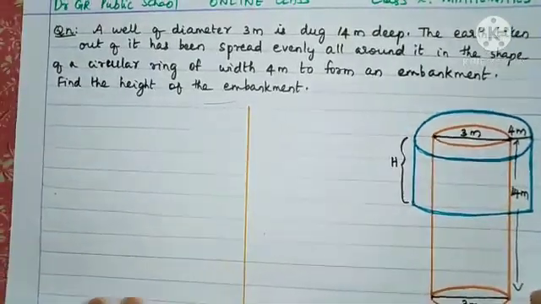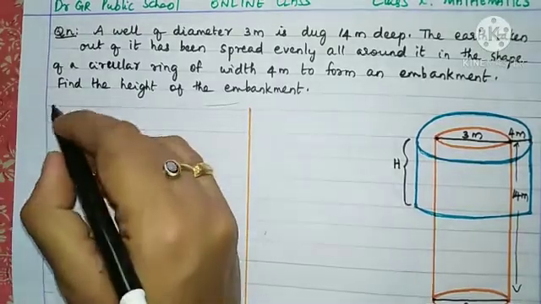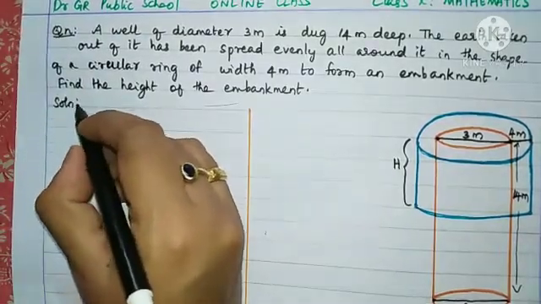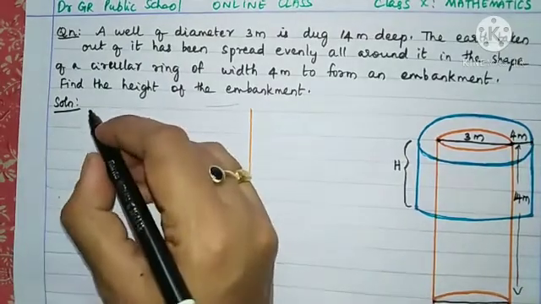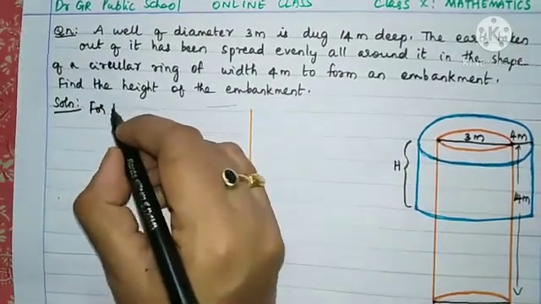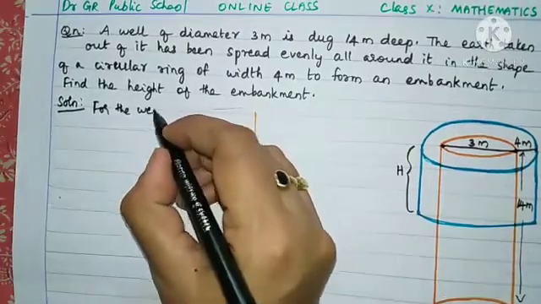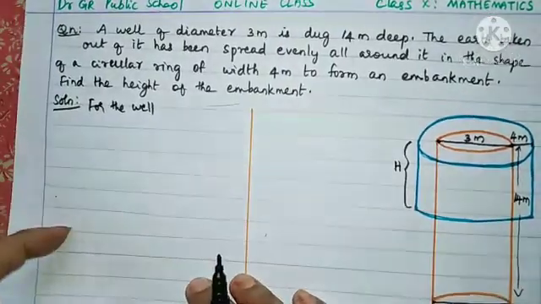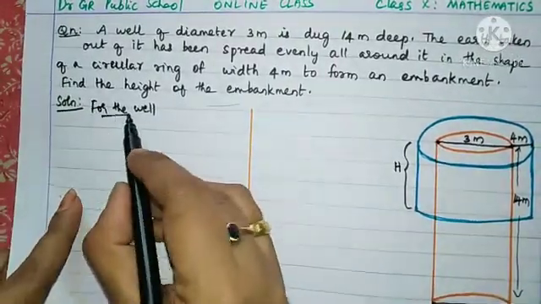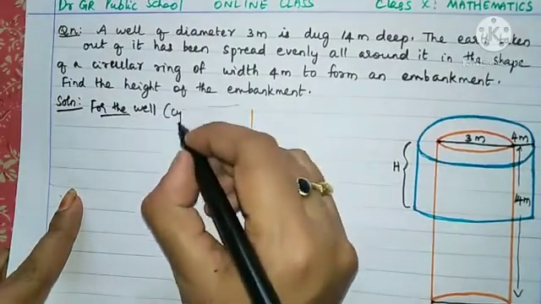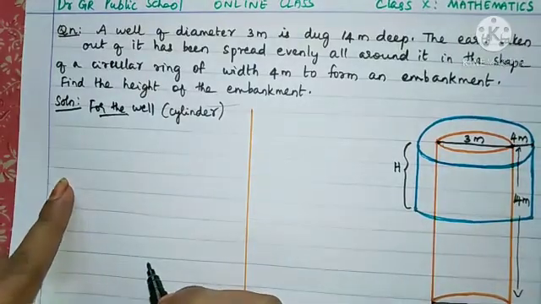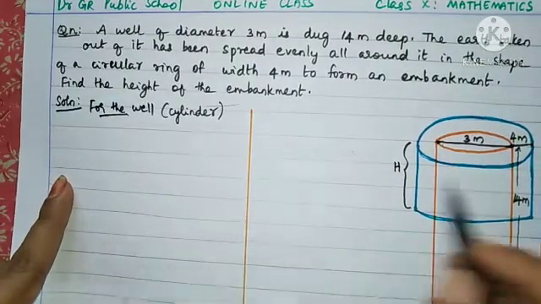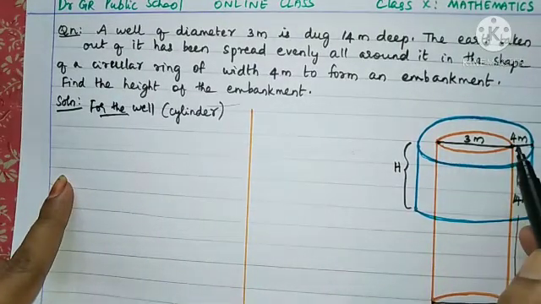We are writing the dimensions given. So, solution. Okay, so first we start with the well. For the well, what is the shape of the well? Cylinder shape. The well is cylinder shape. So what are the things given? The diameter of the well is given.